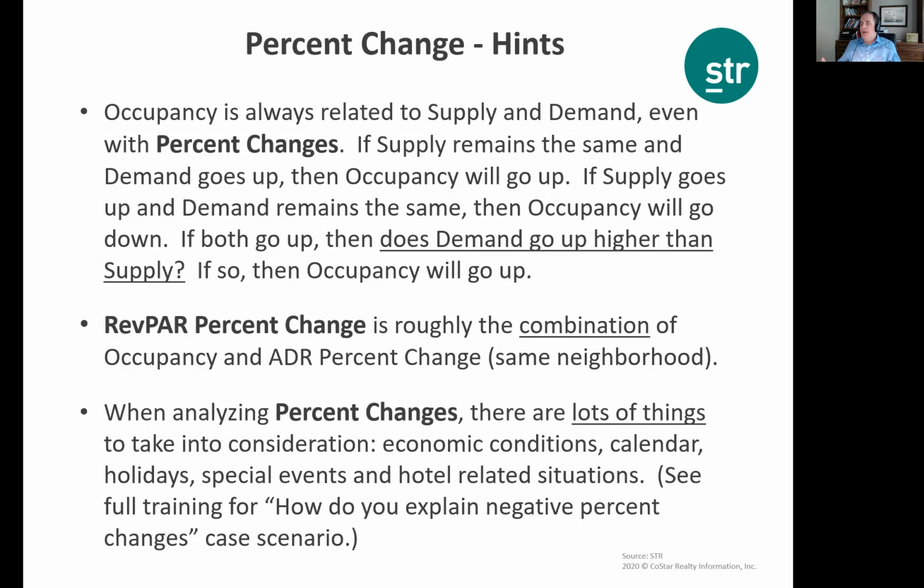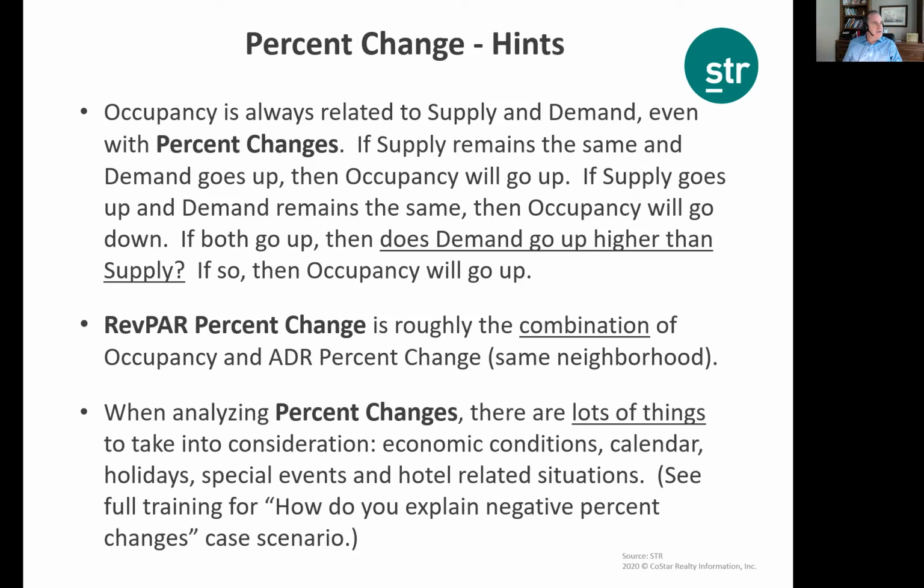Good. Couple hints about percent changes. Occupancy is always related to supply and demand with percent changes. Remember, occupancy is demand divided by supply. So percent change, that's always important. If supply remains the same and demand goes up, occupancy will go down. If supply goes up and demand remains the same, occupancy will go down as well. So it's important to understand the interaction between demand and supply.